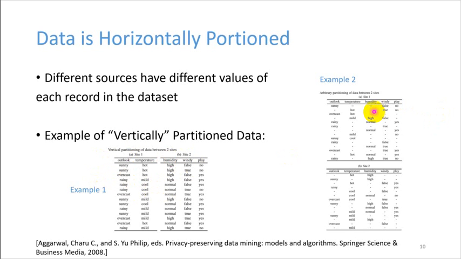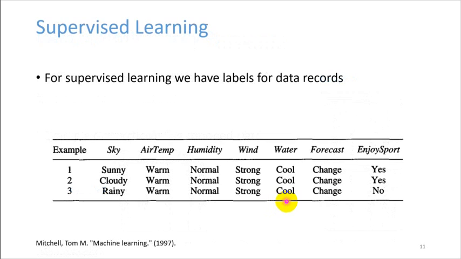The other type is called arbitrary partitioning of data, where the different values for one record can be stored on different sites. For example, here the outlook for record 1 is stored in site 1, and the temperature is stored in site 2 for the same record. But we are going to only address horizontally partitioned data at the moment.